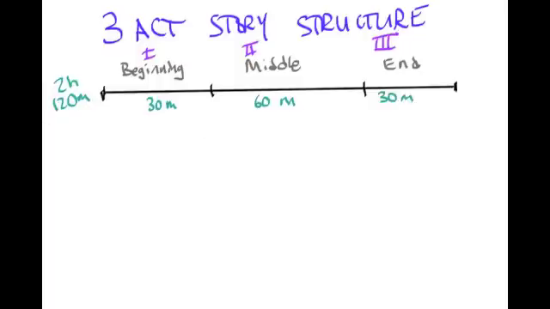Now, if the movie's not 2 hours, a lot of them are shorter, some of them are longer, we would consider a percentage, so maybe 25% for Act 1, 50% of the screen time in Act 2, and another 25, which equals 100 at the end.